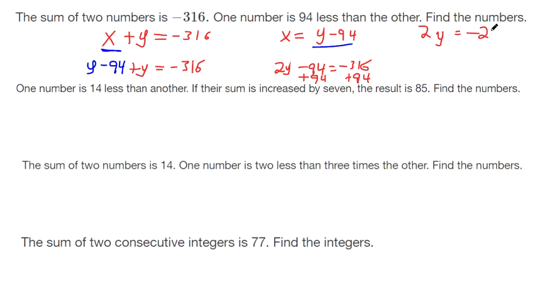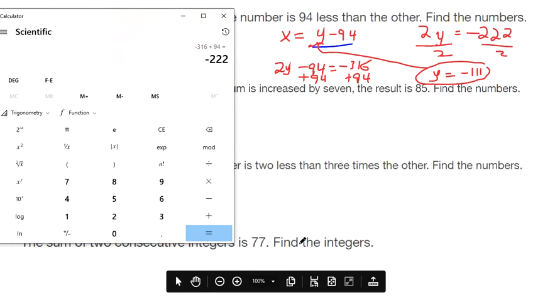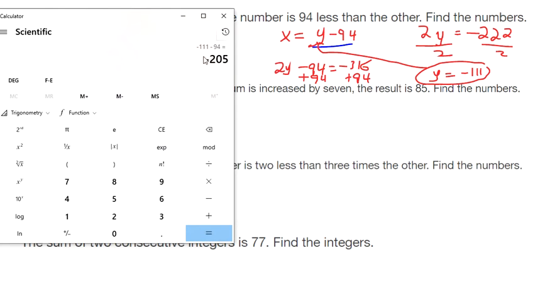And then to finish getting y by itself, we divide both sides by 2. So y is negative 111. That's one of the numbers. We're supposed to find both of them though. Okay, so that's what y is. You can just plug this into the formula to find out what x is. So x is going to be negative 111 subtracted by 94. So negative 205 is one of the numbers, negative 111 is the other one.